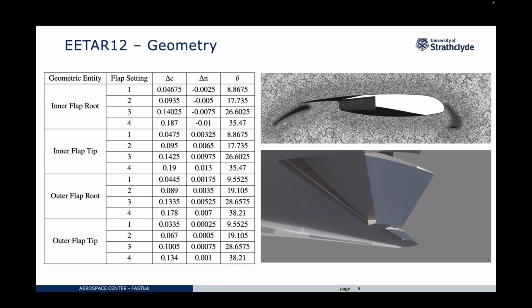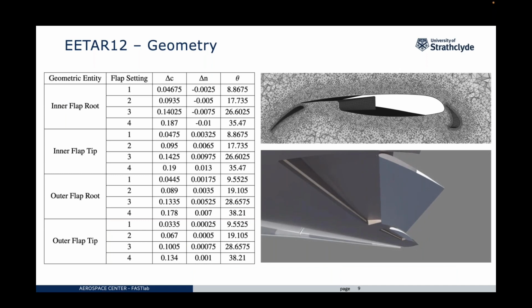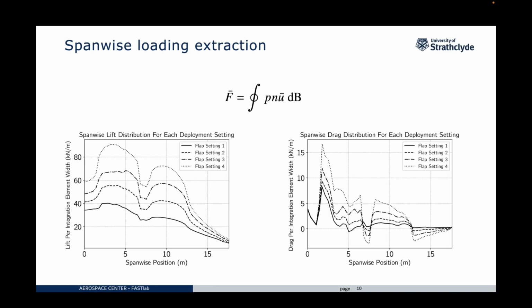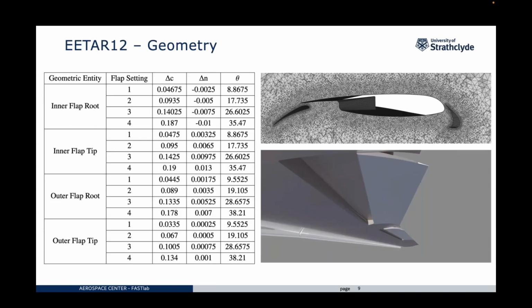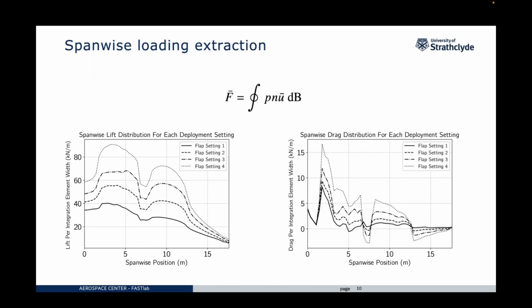Okay, so what we're trying to do is simulate using the meshes at the top right to then feed them into the reduced order model to get the effect of the bottom right image. And you can see just the discrete deployment settings in the left-hand table there. After simulating these four geometries, we can take the pressure solution and integrate it over the span of the wing, and that gives us the span-wise loading values.